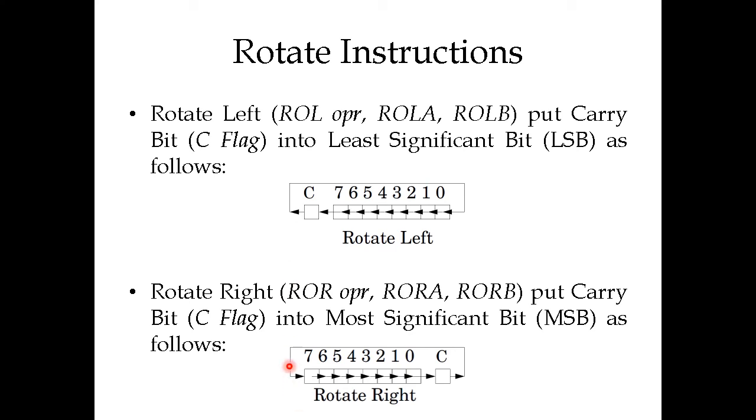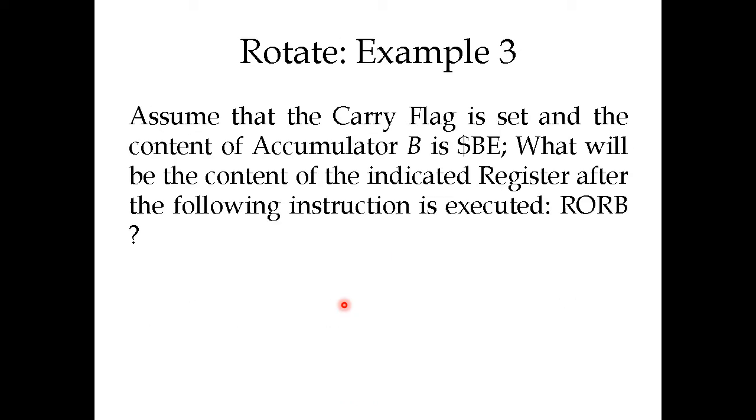As you can see, we don't have rotate left or rotate right for accumulator D. We have one for accumulator A, one for accumulator B, and one for a memory location. All of these are for 1 byte, so 1 byte of destination. Let's try an example.